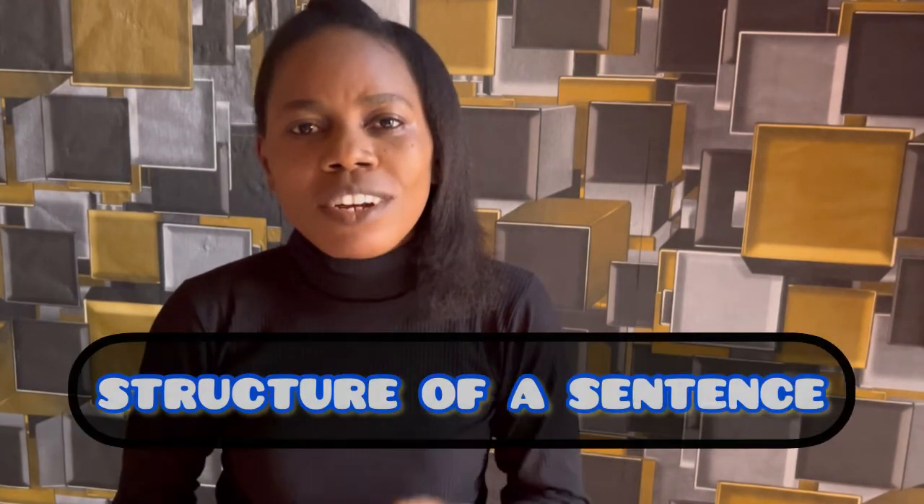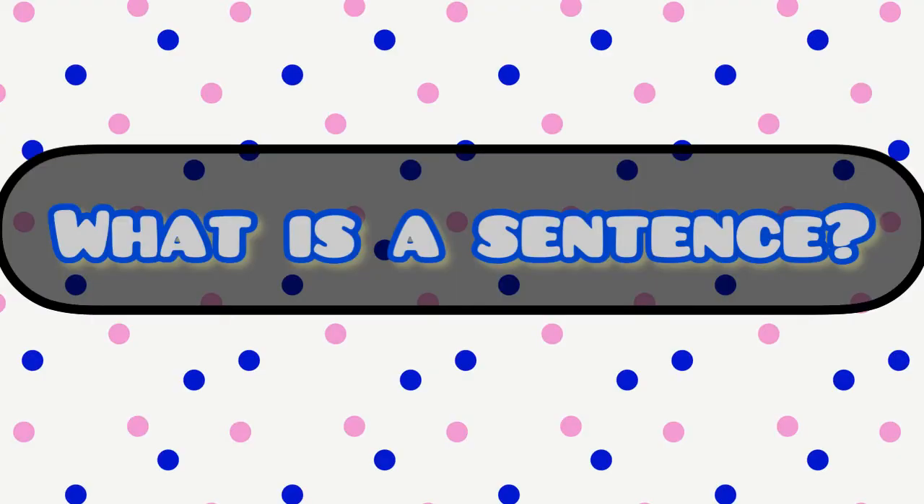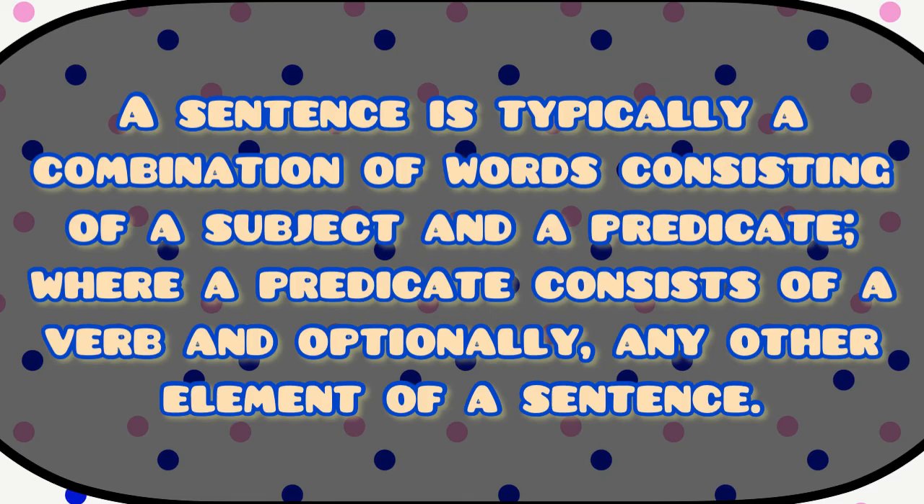In this English lesson, I will be teaching you the structure of a sentence. What is a sentence? A sentence is typically a combination of words consisting of a subject and a predicate, where a predicate consists of a verb and optionally any other element of a sentence. The elements of a sentence determine how a sentence is structured. The knowledge of this structure makes us understand the order and makes us proficient.